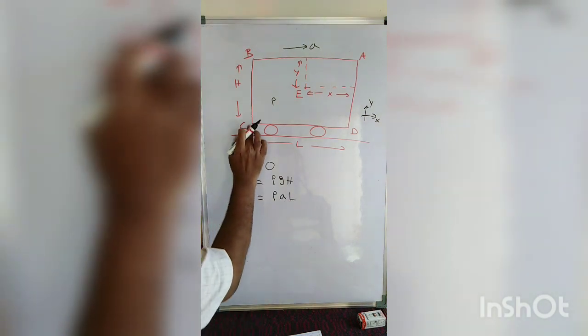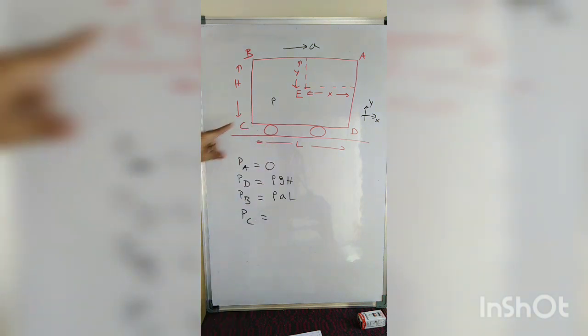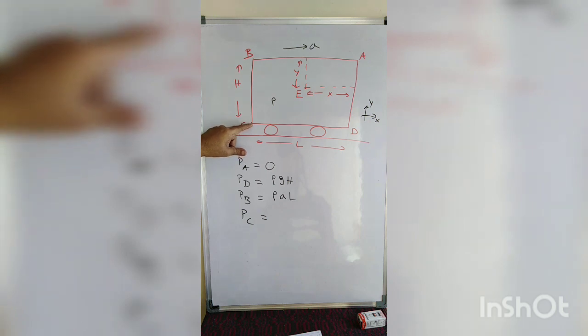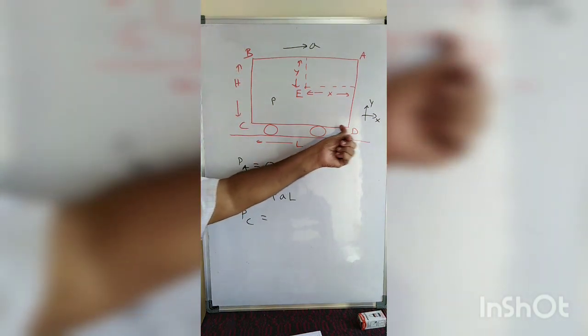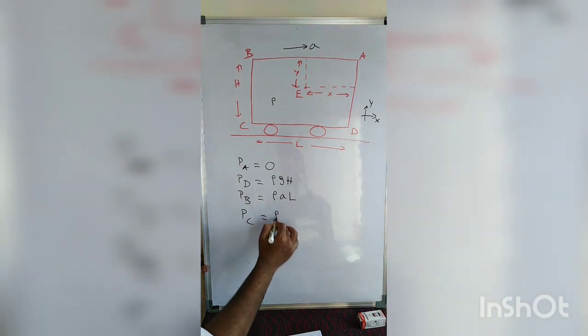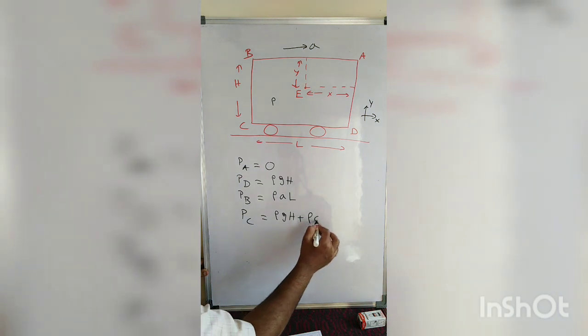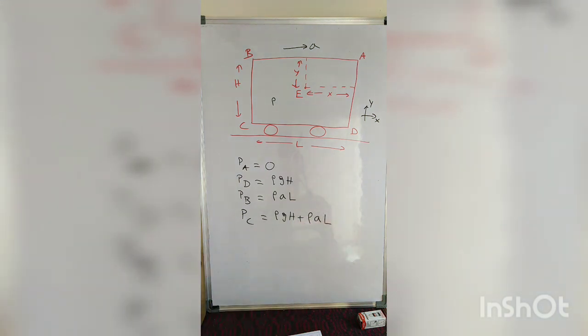Now look at the point C here. What is the pressure at C? At C we have height as well as the horizontal direction. The L is also there. So you can write it as rho Gh plus rho AL. Vertical is there, horizontal is also there. I already told you this is a scalar quantity, that's why we can add directly.